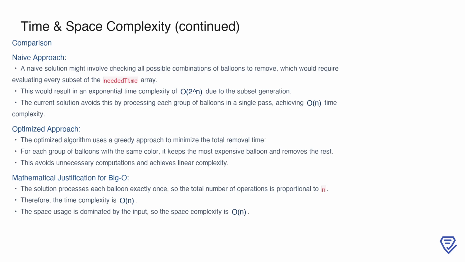The optimized solution avoids this by adopting a greedy algorithm. Instead of considering all possible subsets, it processes each group of balloons with the same color in a single pass. By keeping the balloon with the highest removal time and removing the others, it minimizes the total removal time efficiently. Mathematically, this optimization ensures that each balloon is processed exactly once, resulting in a linear time complexity of O(n). Similarly, since the space usage is dominated by the input, the space complexity remains O(n).